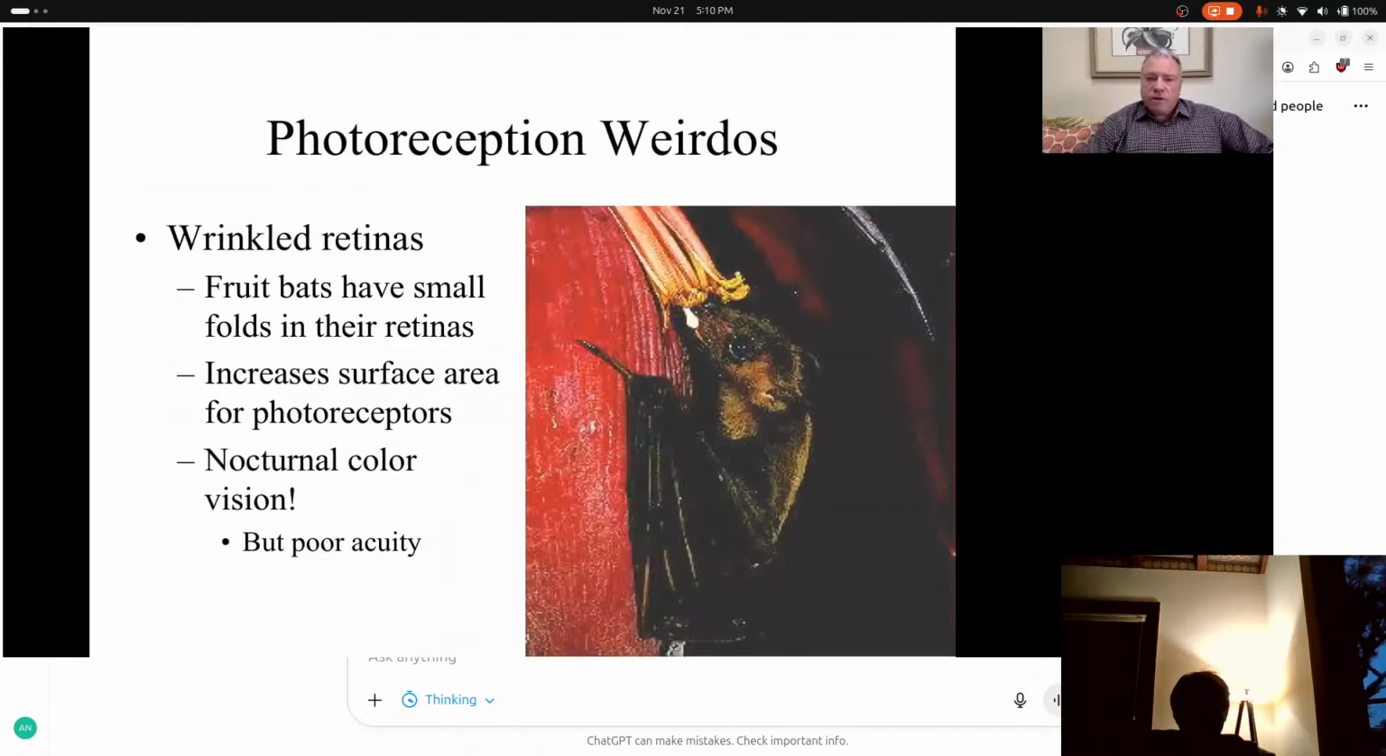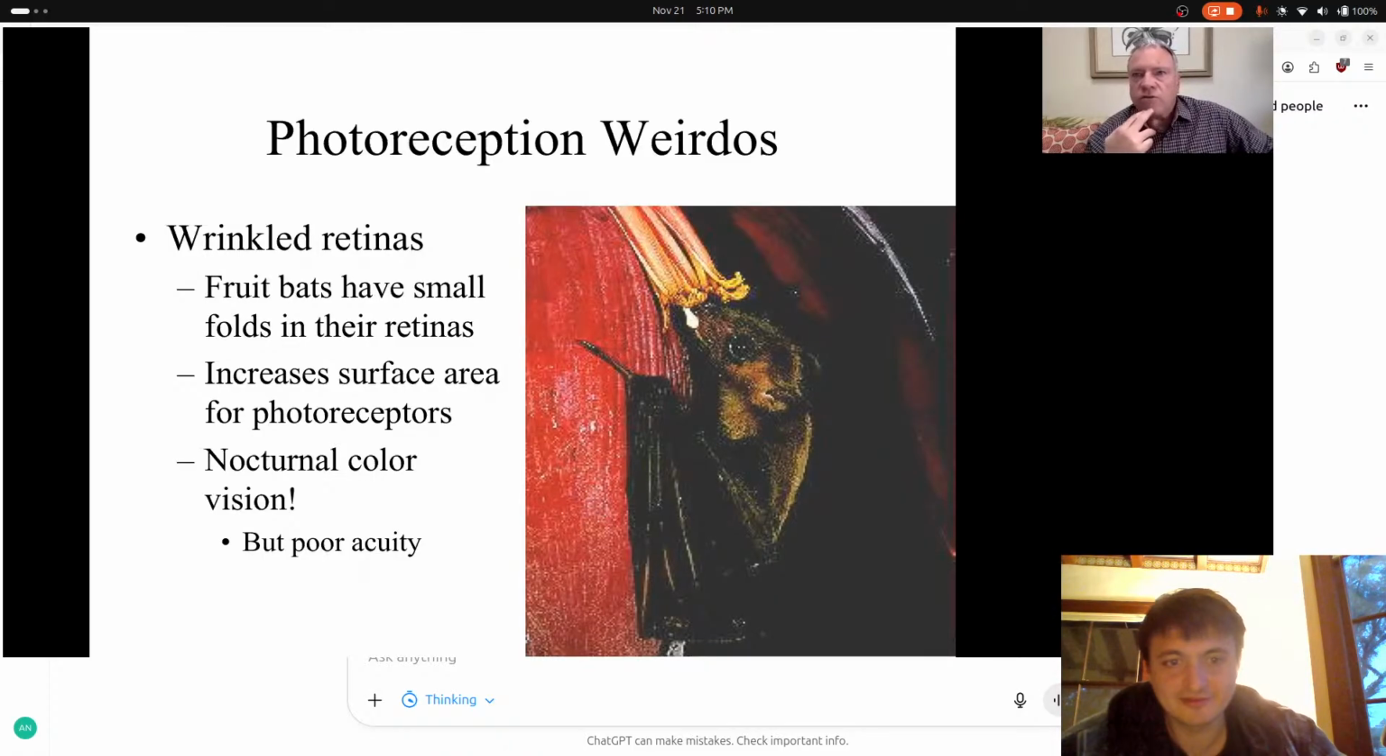Now, some other oddities that we see in the visual world. So we said that cones are good for acuity, and color vision is part of acuity. But if you're active at night, if you're nocturnal, then you want sensitivity. So how do you achieve color vision and sensitivity? Oh, that's cool. That's neat. I like that one. In this case, the color is not necessarily for acuity, but it's for something else.